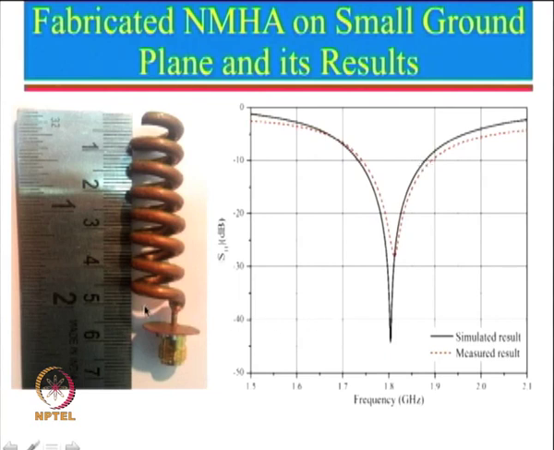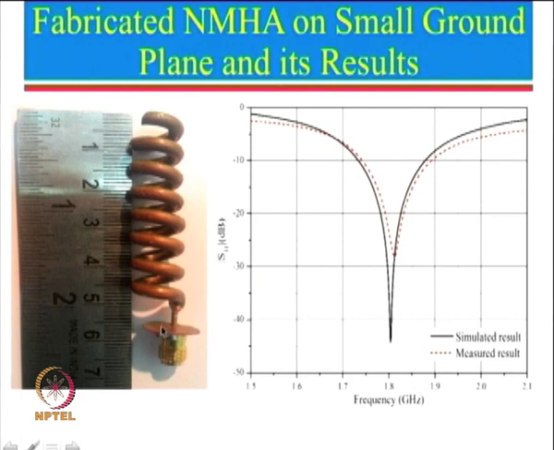And then we did the fabrication. So you can see that the measured results are fairly close to the simulated results here. But I just want to tell you that what you can see over here is a very thick wire which has been bent like this. It is not so easy to bend such thick wire. You can actually count the number of turns here: 1, 2, 3, 4.